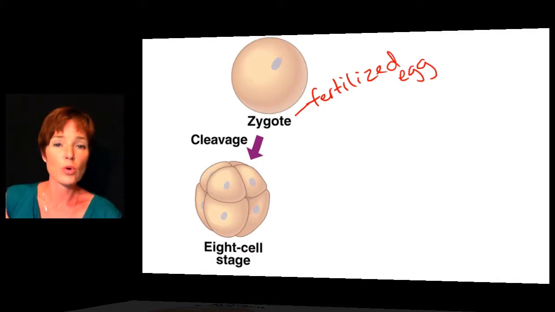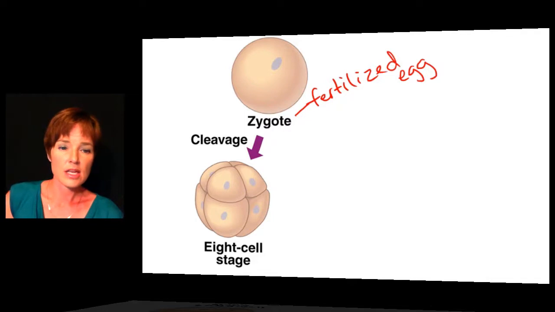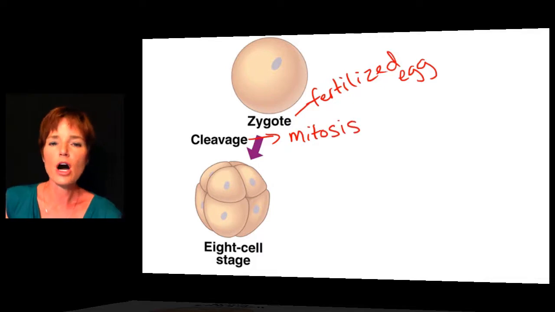Half of them, or 1 copy, came from the sperm and 1 copy came from the egg. That zygote is then going to undergo a series of cell divisions, and we call these cleavage, and cleavage is mitosis. So if you'll recall from your Bio 1 days, mitosis is cell division that produces identical cells. So every time this zygote undergoes cell division, that one cell will divide to produce 2 new cells.